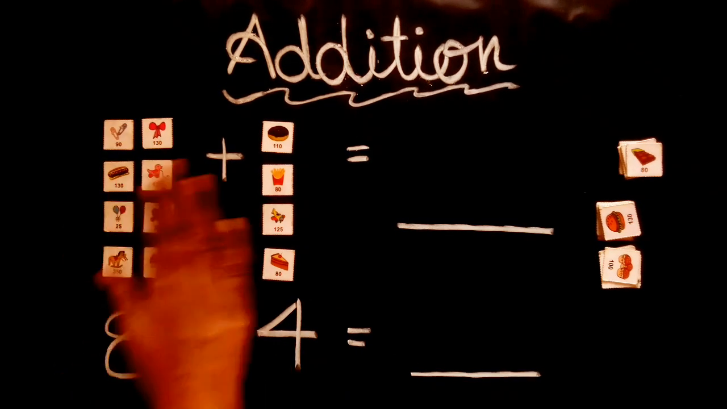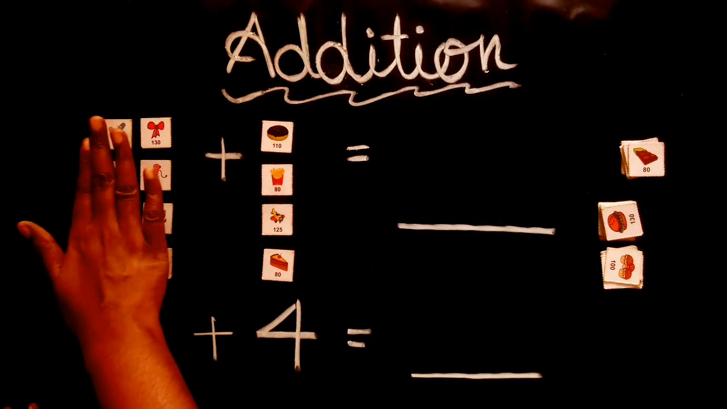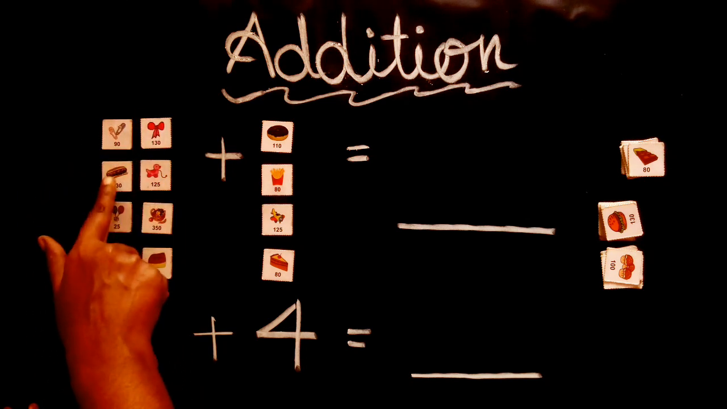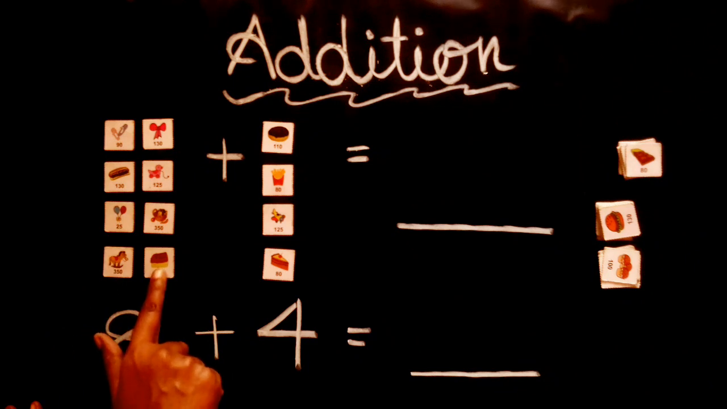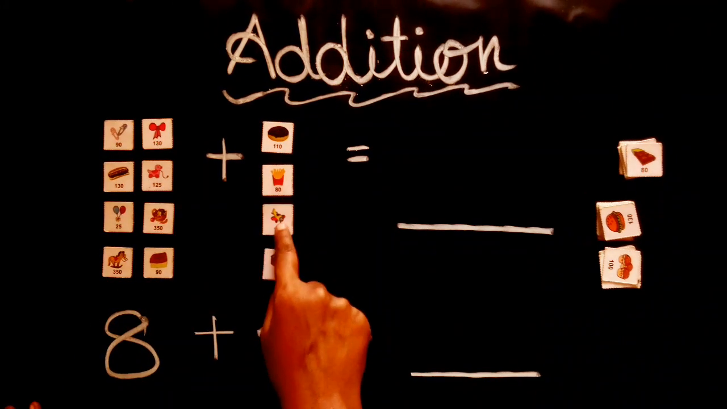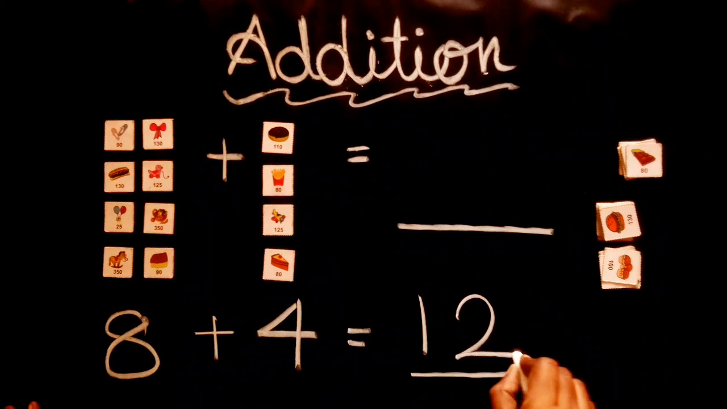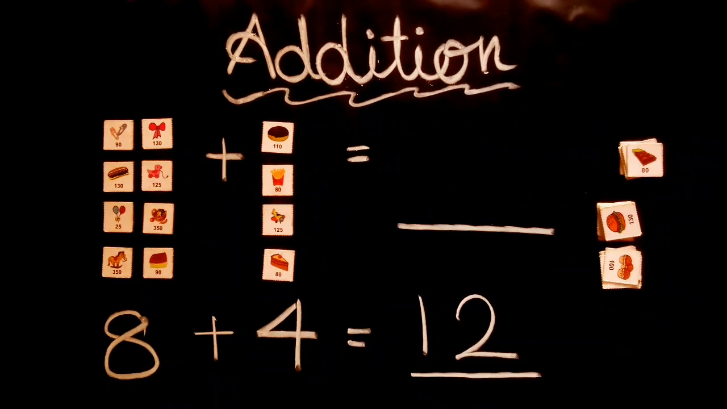Now we have to count all the cards together to find the sum. Now let's start counting it from number 1. So 1, 2, 3, 4, 5, 6, 7, 8, 9, 10, 11, 12. So the sum is 12. We need to place 12 cards here.